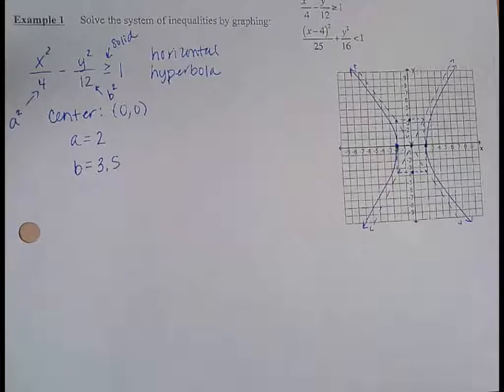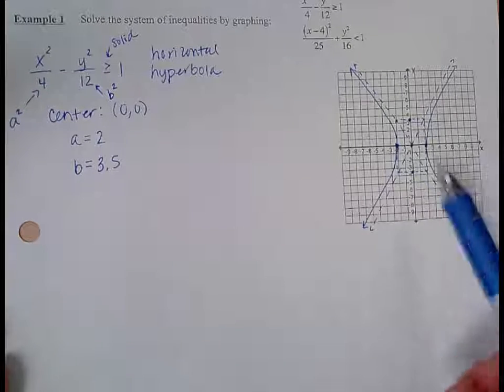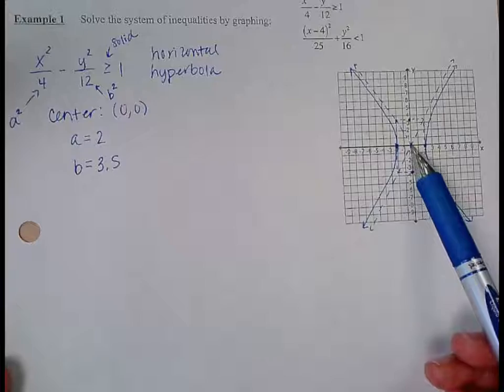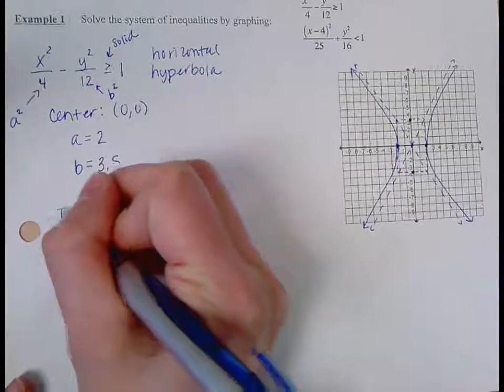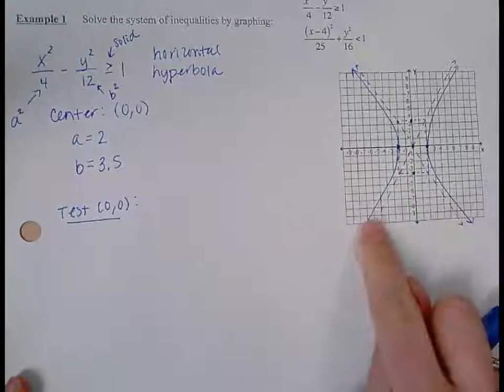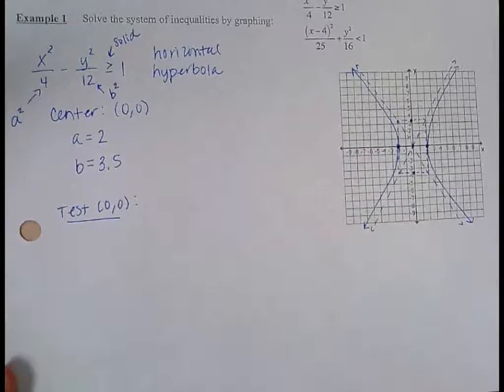So you can still test a point. I would say 0, 0 is still the easiest to test. Even though the center is 0, 0, the actual hyperbola doesn't go through 0, 0. So you can test it, or you could pick any point that the actual curves don't touch.